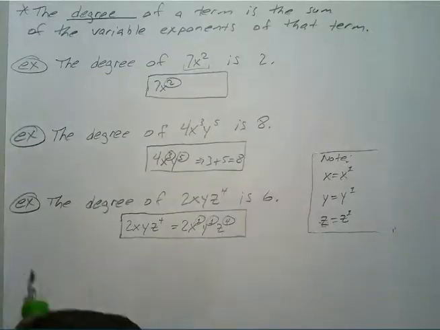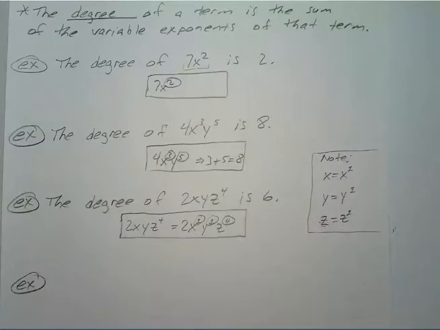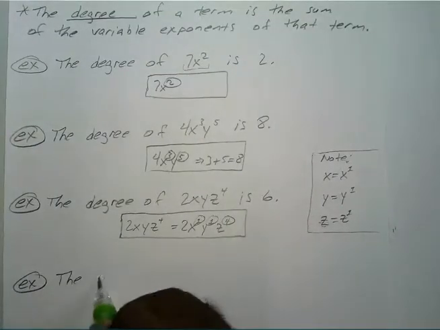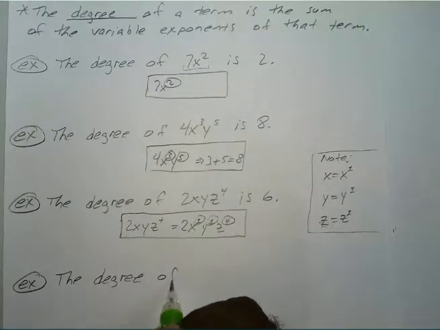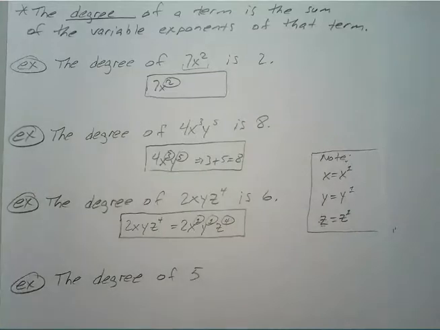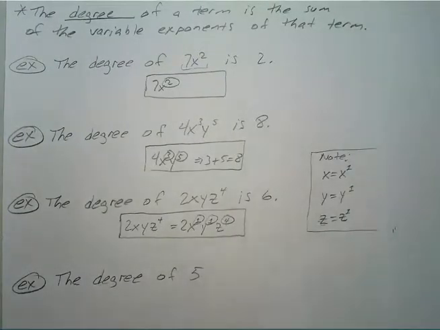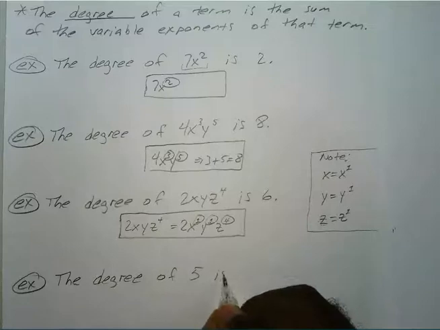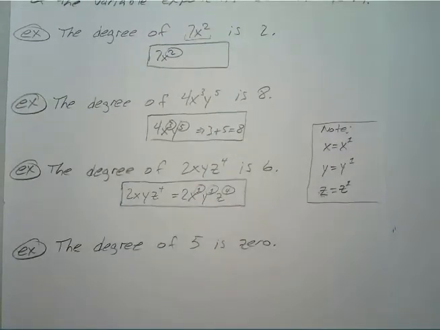Alright, so let's do one more. What about the degree of 5? You think you know what the degree of 5 would be? Actually, the degree of just the number 5 or any constant by itself is 0. Why is that?